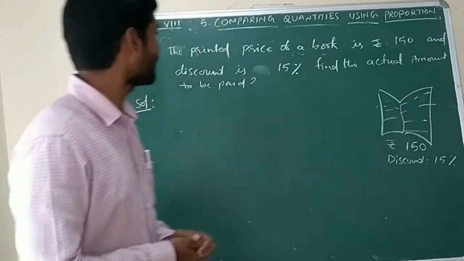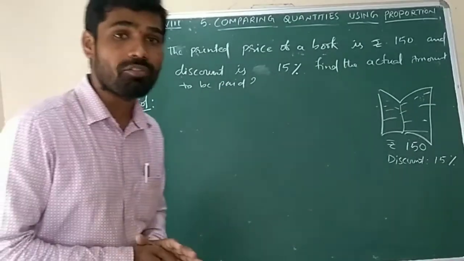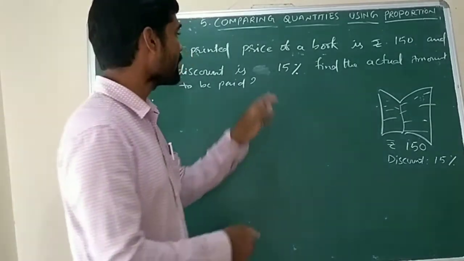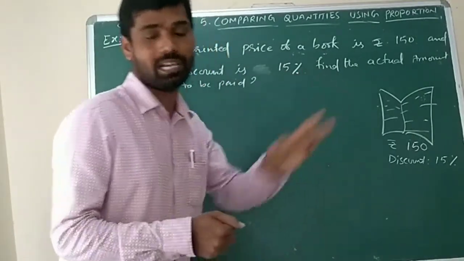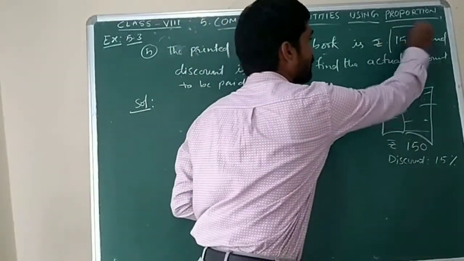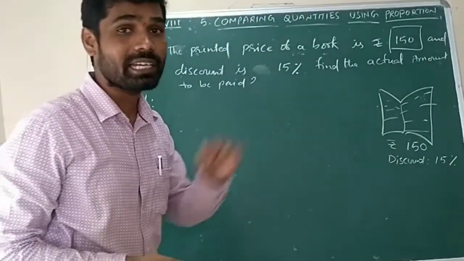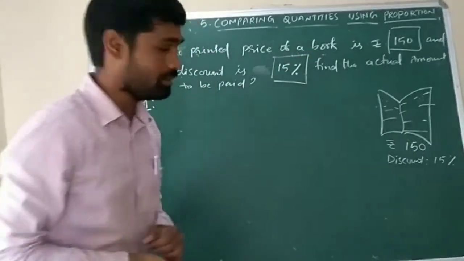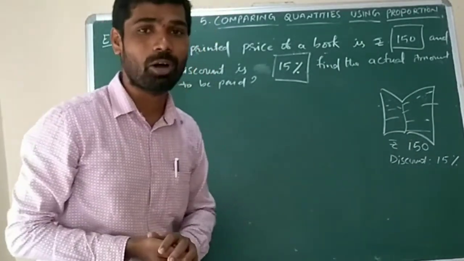See, one more problem. The printed price of a book is 150 rupees and they are giving a 15% discount. So what is the cost of the book? It is 150 rupees, and what is the discount percentage? They are giving a discount of 15%. Then what is the actual amount to be paid?